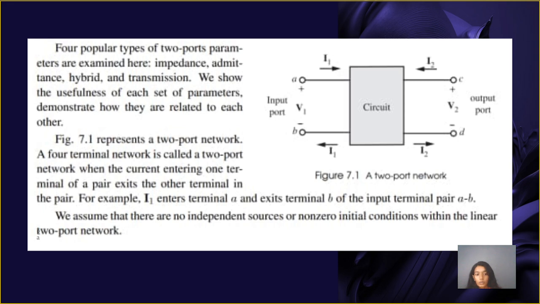So the figure over here represents a two-port network. A four-terminal network is called a two-port network when the current entering one terminal of a pair exits through the other terminal in the pair. For example, I1 enters terminal A and exits terminal B of the input terminal pair AB. We assume that there are no independent sources or non-zero initial conditions within the linear two-port network.